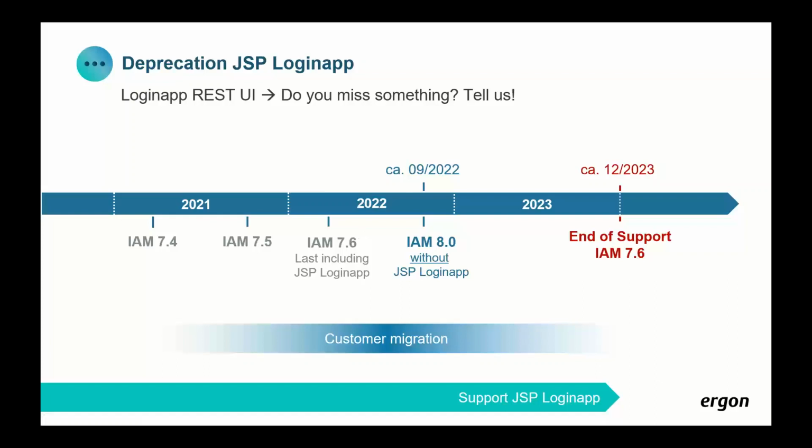This version, the 7.6 version, will be supported for, I think, 18 months, which means it will be supported up to the end of 2023. So for people who don't want to change now or next year, they will have a version of IAM which will be running until the end of 2023, so 2.5 years still. But we will be introducing at the end of 2022 or in the fall of 2022 a version of IAM 8, which will be completely without this JSP login app.